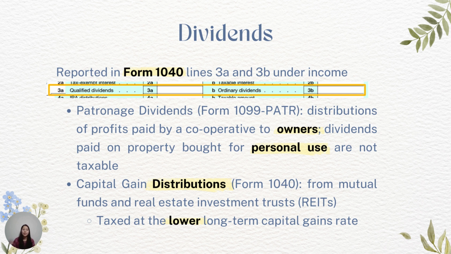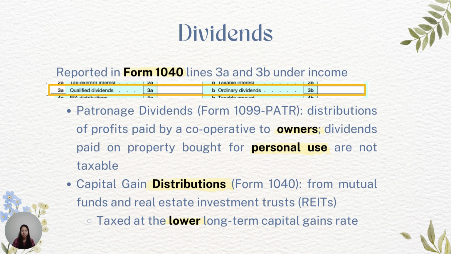Okay. So dividends, as we talked about, we are reporting dividends on Form 1040 in lines 3A and 3B under the income section. And the software we're using is TaxSlayer, so they'll walk you through it. They'll have a section where you report ordinary and qualified dividends, and that's where you would record if the person had any.